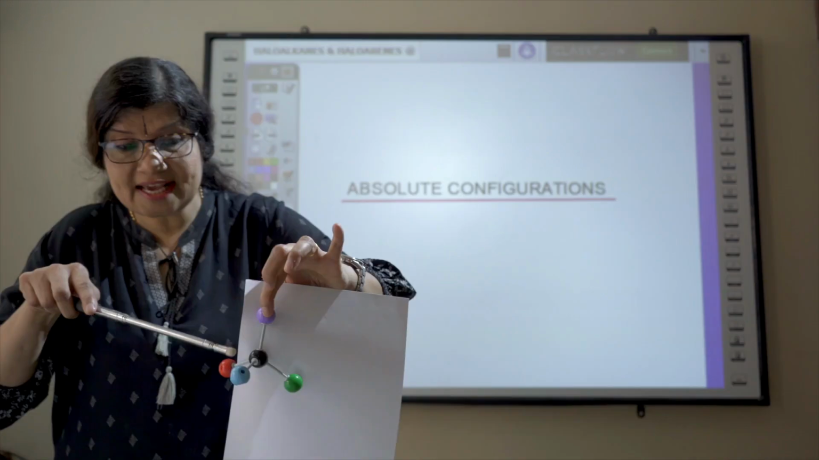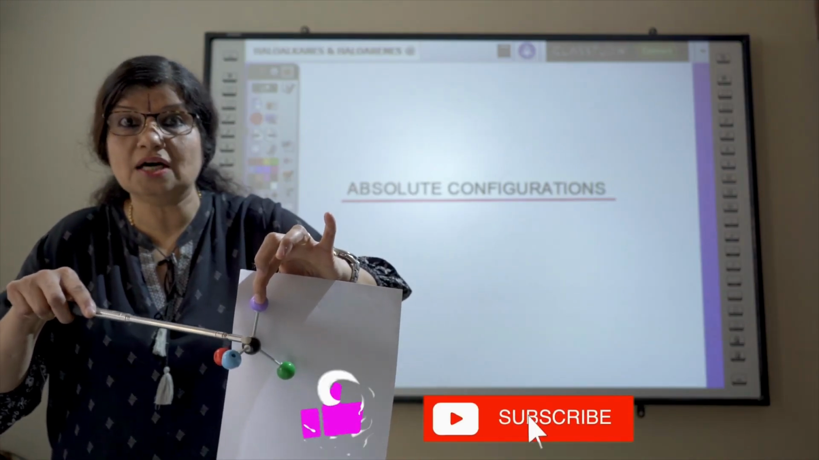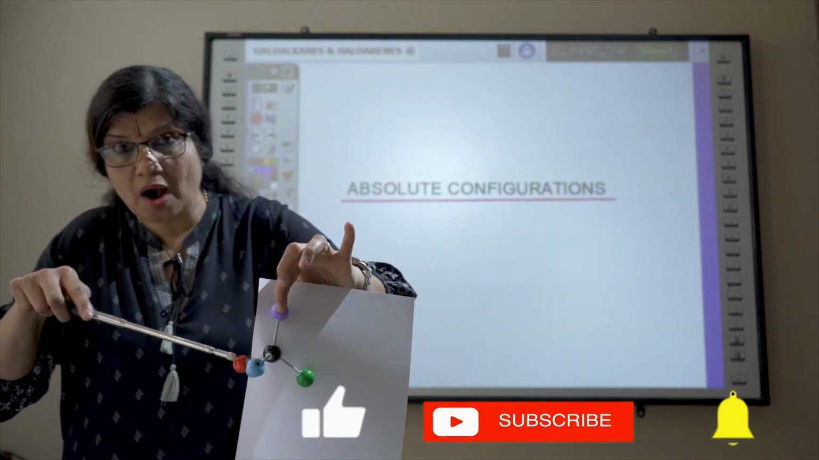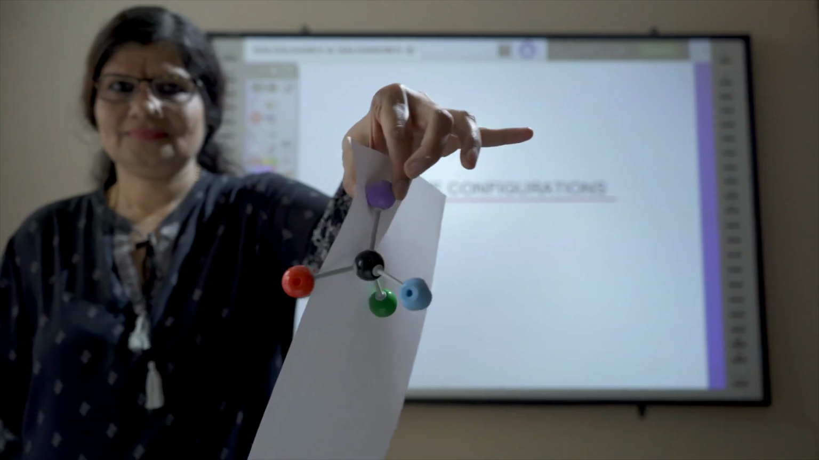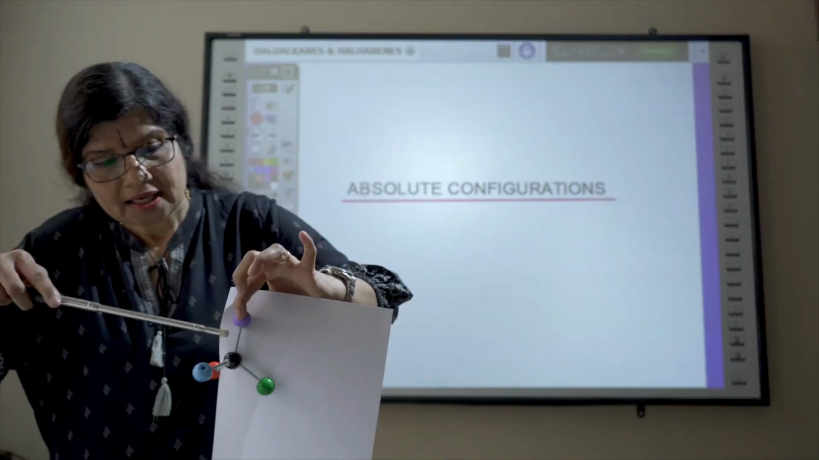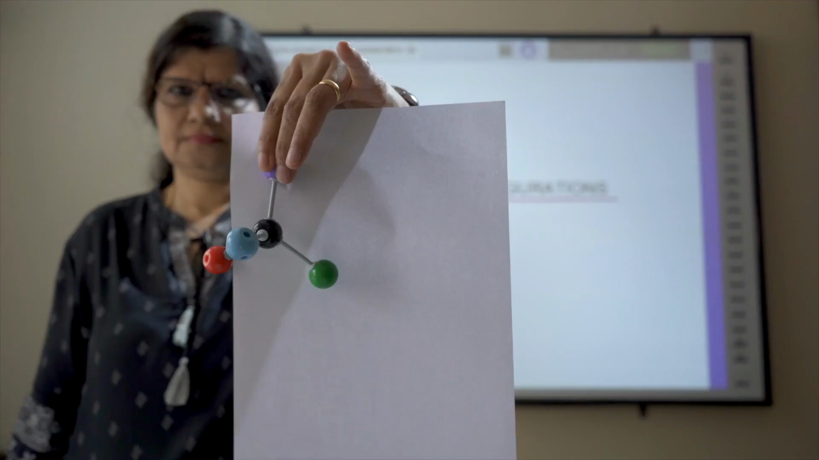It is jutting in front of the paper. Now this is what is represented by a wedge. Okay. Now the red one, the orange one, is projected behind the paper. This is what is represented by a dash. The purple and the green are lying in the plane of the paper.